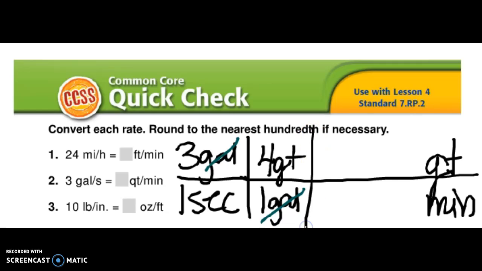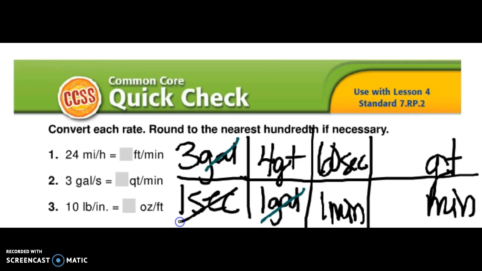Now on the bottom, I have seconds, but I need to end up with minutes. So I need to cross-reduce my label and put 60 seconds on top, and that is 1 minute on bottom. Again, I can cross-reduce my labels. Seconds gone, and I'm left with minutes on bottom. Again, I can multiply straight across. So I take 3 times 4, which is 12, times 60, and that gives me 720 quarts per 1 minute. So the answer will be 720.